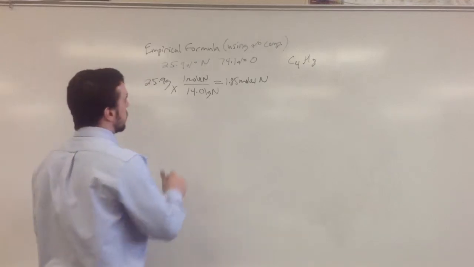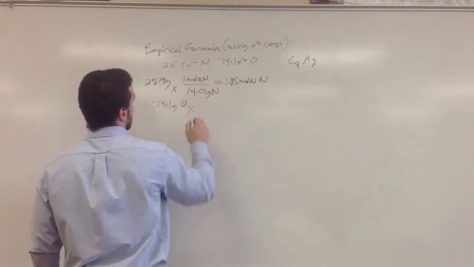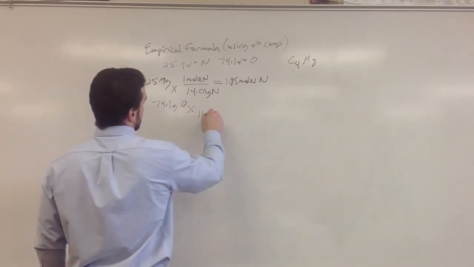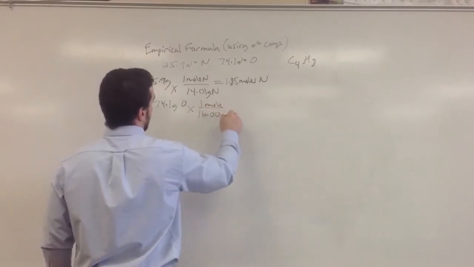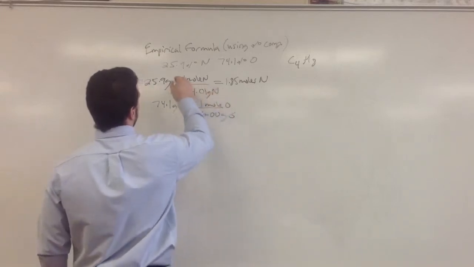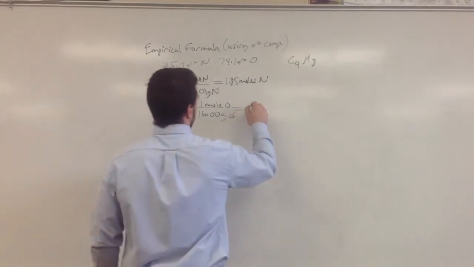We have 74.1 grams oxygen times, I think oxygen, 16.00 grams per mole oxygen. That cancels, don't forget to cancel up here also. Come up with 4.63 moles oxygen.